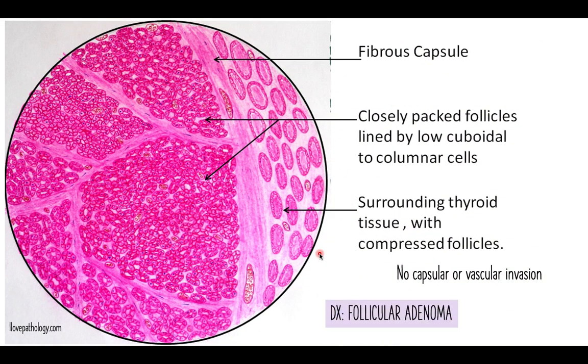So, as a conclusion, whenever you have these structures, a well-demarcated or encapsulated tumor with a nice complete fibrous capsule and closely packed follicles lined by low cuboidal to columnar cells that are surrounded by thyroid tissue with compressed follicles, and no capsular or vascular invasion, this is follicular adenoma.